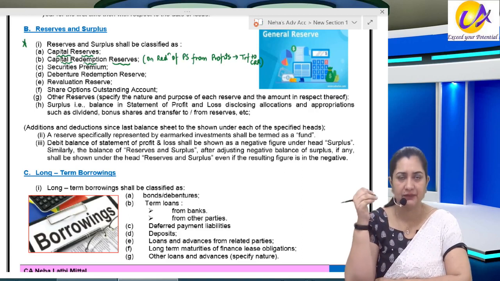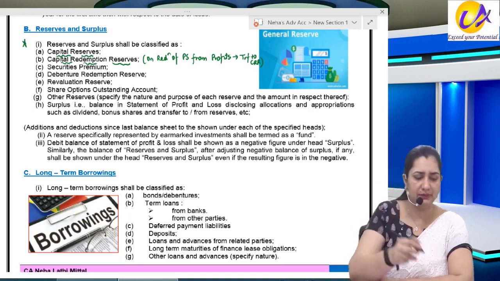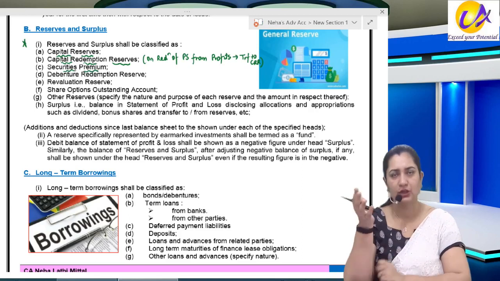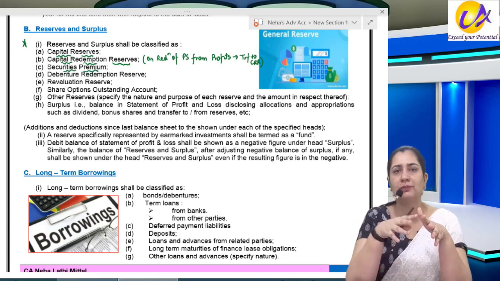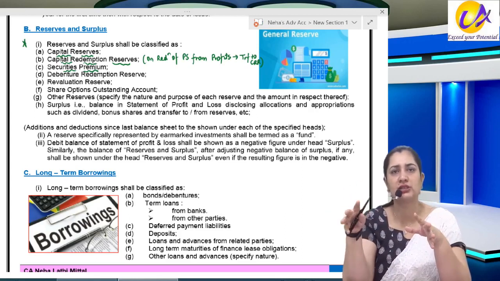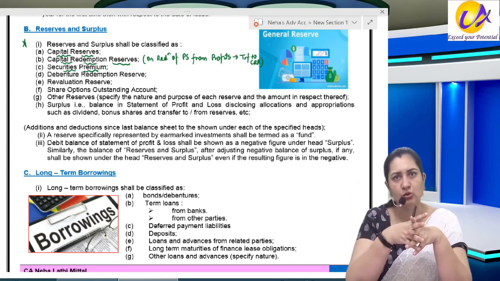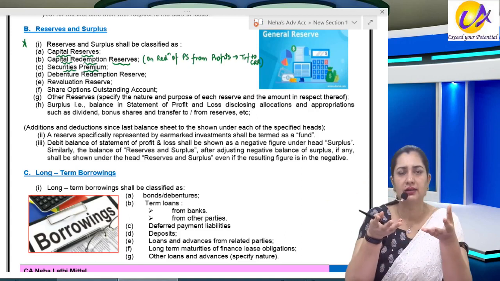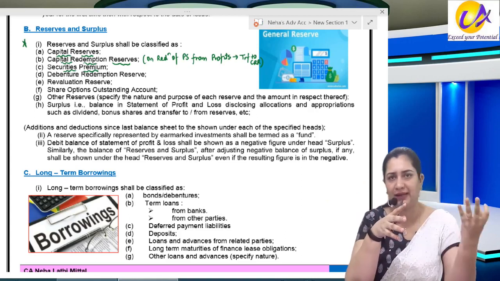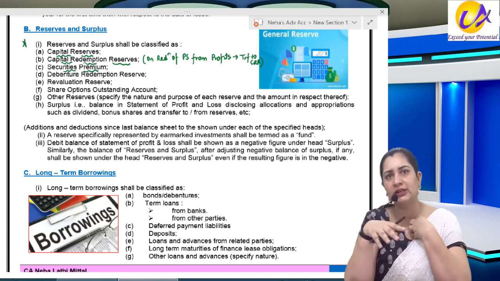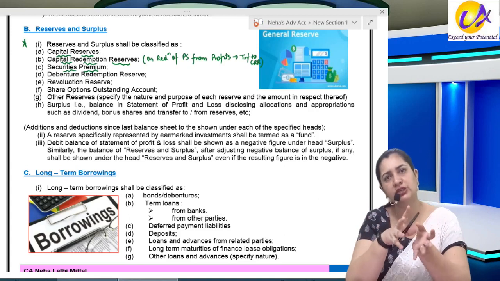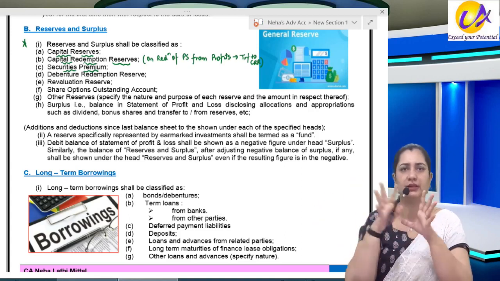So CRR is there. Then what is securities premium? Whenever you are issuing shares at more than the face value. So the face value is 10 rupees, but the issue price of the share is 40 rupees. So the 30 rupees extra goes to securities premium. Okay, so what entry do we pass? When you're issuing the share at 40 rupees, we say bank account debit 40. I'm getting 40 rupees. To equity share capital, always shown at face value, 10 rupees. And to securities premium 30 rupees.